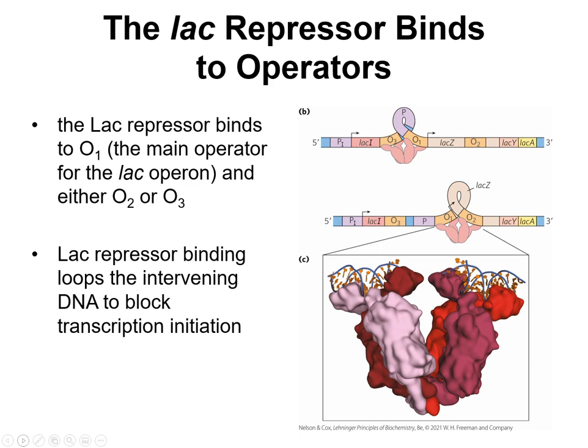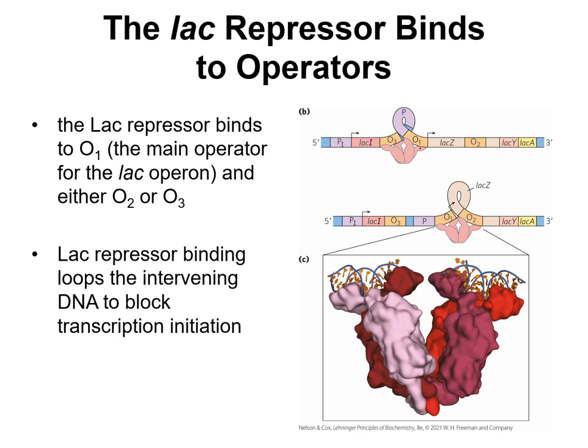The lac repressor binds to O1, which is the operator for the lac operon, the main one. O2 and O3 are kind of like the sub operators, and the lac repressor will bind to either O2 or O3. The lac repressor actually works as a tetramer, which is kind of crazy. Most of the time you'll see these repressors working as dimers, but hey, there's always room for a little bit of difference. So the lac repressor binding makes a loop, and that blocks transcription initiation.